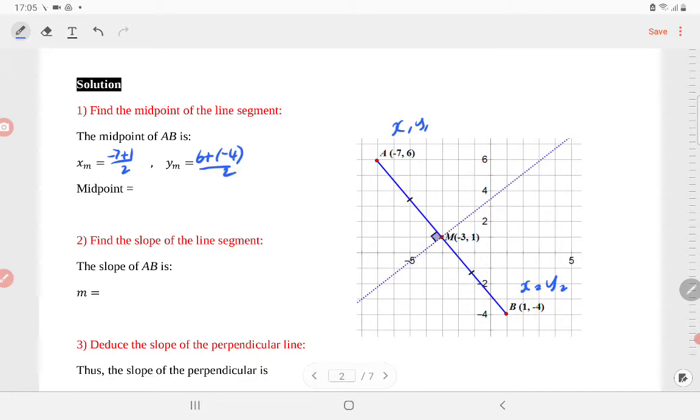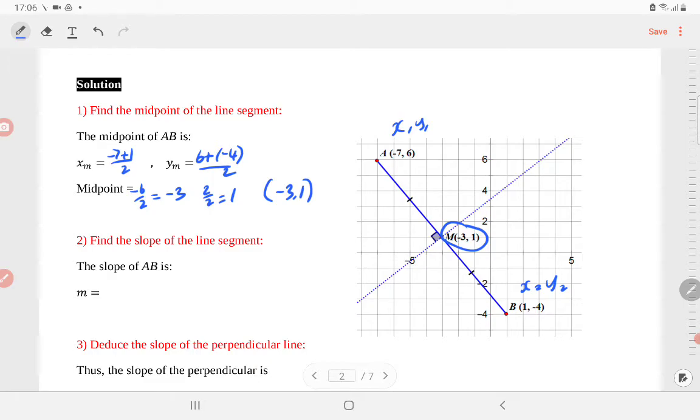Okay, so -7 plus 1 is -6, on 2, which is -3. 6 minus 4 is 2. 2 divided by 2 is 1. So your midpoint is (-3, 1). And that's shown in the diagram here. So that's your first step, to find the midpoint of your line segment.